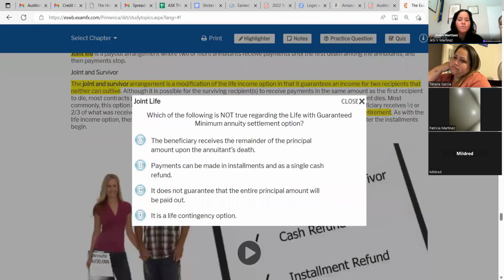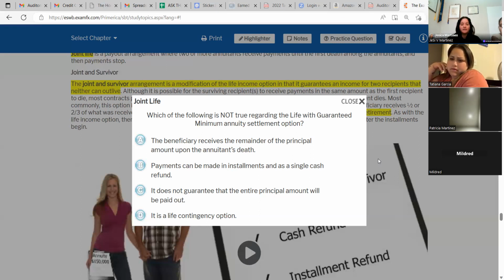So we're on the payout options. Which of the following is not true regarding a life with guaranteed minimum annuity settlement option? That was a mouthful. A: The beneficiary receives the remainder of the principal amount upon the annuitant's death. B: Payments can be made in installments and as a single cash refund. C: It does not guarantee that the entire principal amount will be paid out. D: It is a life contingency option. So we're looking for the wrong answer, and there are a few right answers in here.